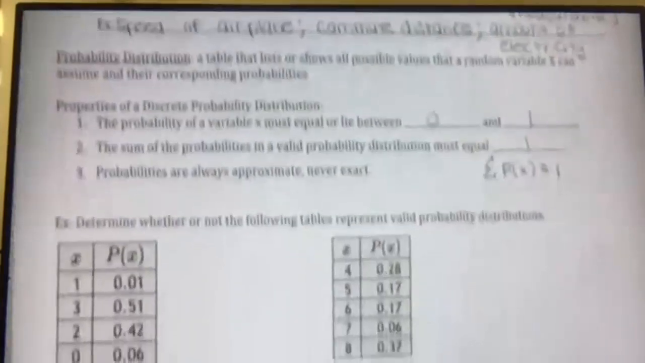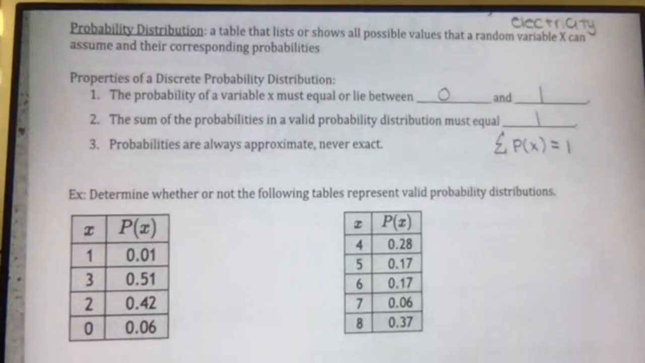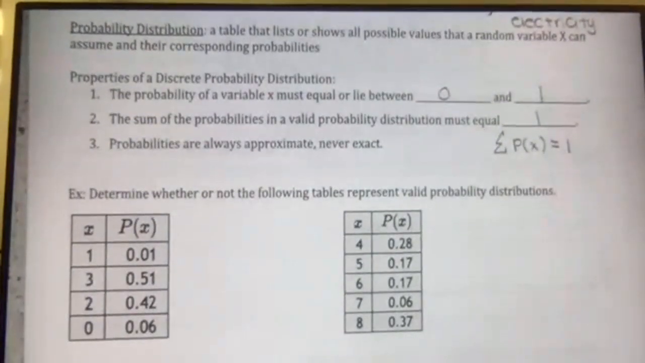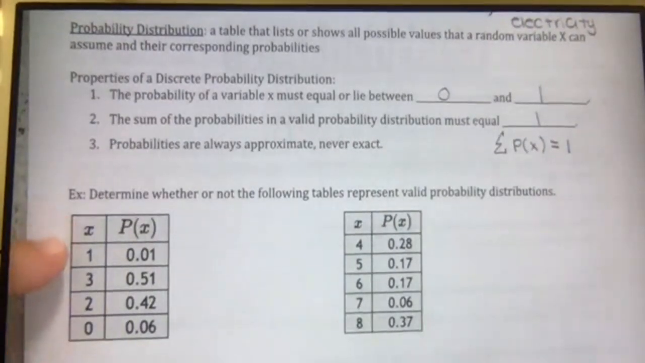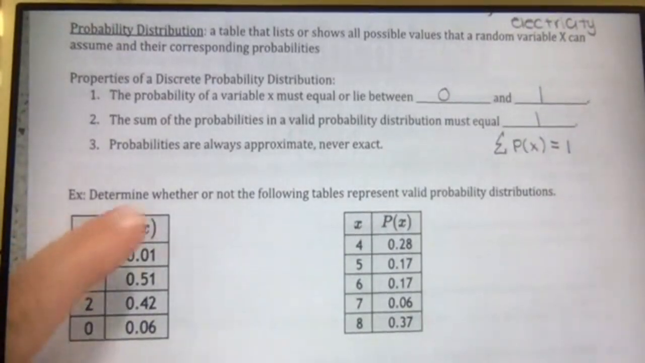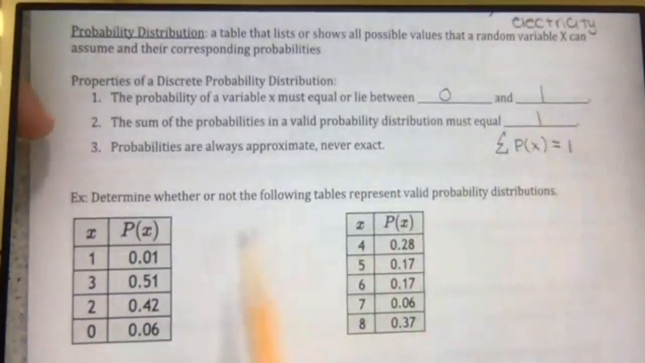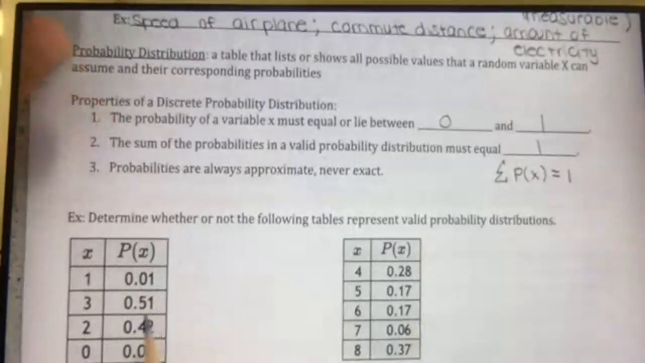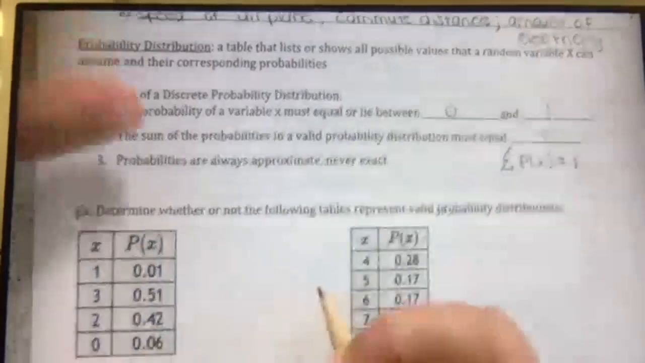So straight from the homework, it gave us some probability distribution tables, and it says, are these valid or not? Do these make sense to be a probability? Do they follow these properties or not? So our answer is going to be yes or no. So our first one says that X is going to be 1, 3, 2, or 0. And here are our probabilities. So we're looking, are these probabilities between 0 and 1? We have 0.01, 0.51, 0.42, and 0.06. But yeah, they're all between 0 and 1, so that's good.